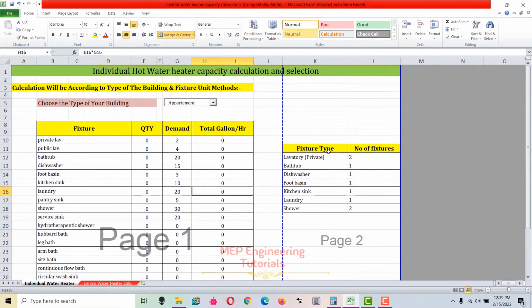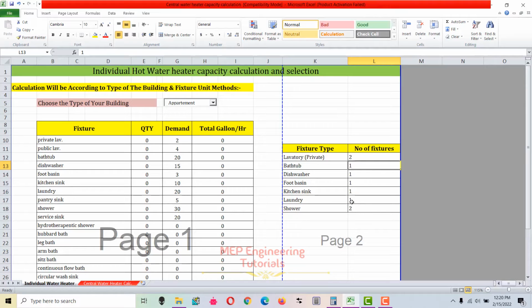So the first step, you have to go to the drawing and count the number of fixtures needing hot water in your space. Let's say the fixture type and number of fixtures here. Let's say the lavatories which are private in the apartment. The private lavatory we have two, and you have to check this from the drawing. Then you have to check the bathtub. Let's say it's 1, dishwasher 1, foot basin 1, kitchen sink 1, laundry 1, and shower 2.